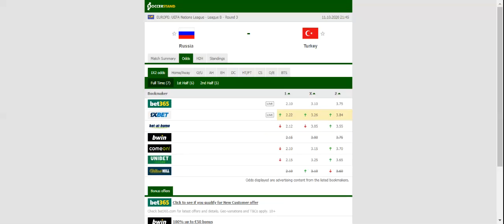When the two teams met in the UEFA Nations League 2 years ago, Russia defeated Turkey both home and away. Hakan Çalhanoğlu returns to the starting 11 for the visitors after he was rested in the goalless draw with Serbia. Prediction: 1-2.